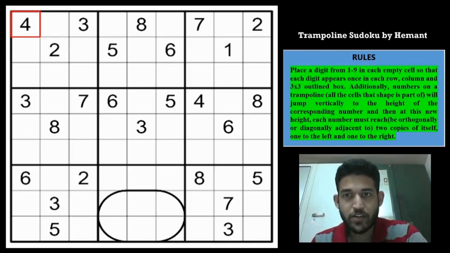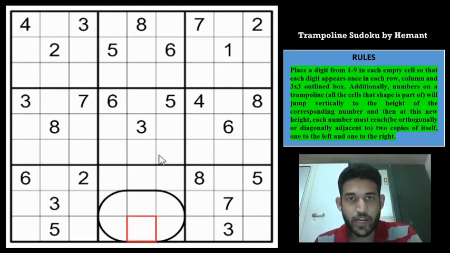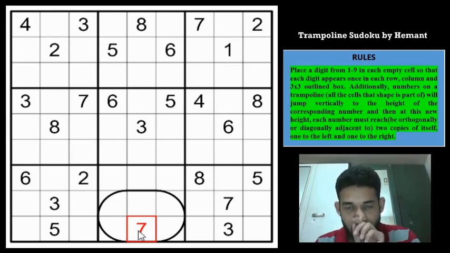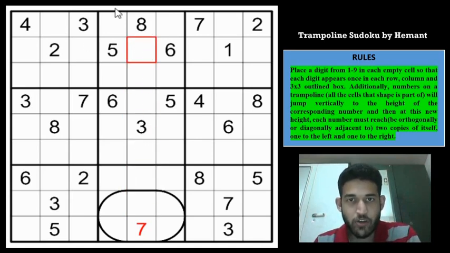Each number will jump vertically to the height of the corresponding number, and then at this new height, each number must be orthogonally or diagonally adjacent to 2 copies of itself, one to the left and one to the right. So what the rule basically means is that, suppose you have a 7 here, the 7 will exactly jump 7 cells vertically upwards. So 1, 2, 3, 4, 5, 6 and 7. So you will have a 7 invisible here. Invisible in the sense, you won't mark the digit, but rather you have to imagine that the 7 is here.